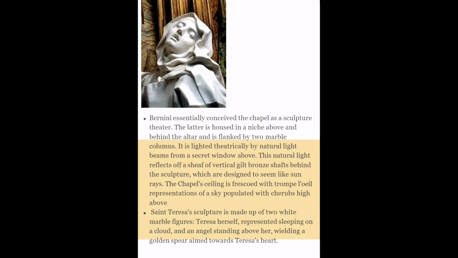Bernini essentially conceived the chapel as a sculpture theater. The sculpture is housed in a niche above and behind the altar, flanked by two marble columns. It is lighted theatrically by natural light beams from a secret window above. This natural light reflects off a sheaf of vertical gilded bronze shafts behind the sculpture, which are designed to seem like sun rays. The chapel's ceiling is frescoed with a trompe l'oeil representation of a sky populated with cherubs high above.